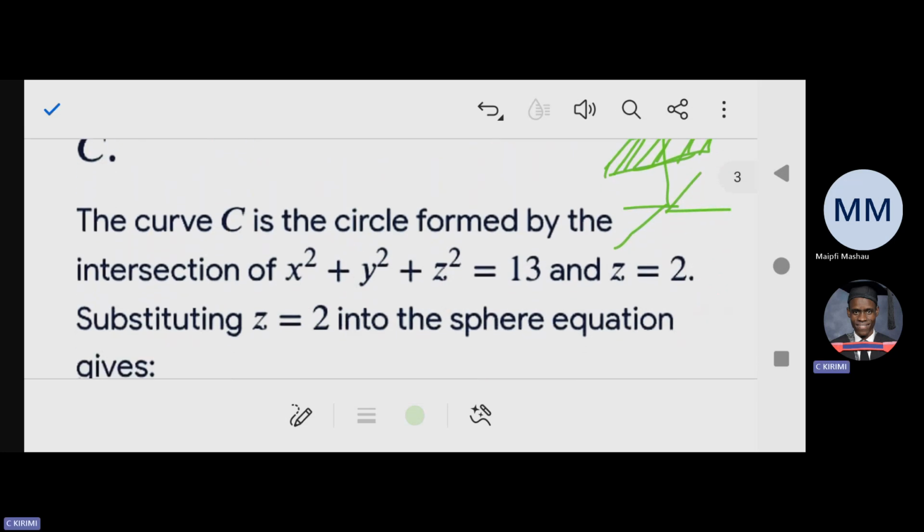So substituting Z equals 2 into the equation of the sphere, because the difference between the equation of a circle and the equation of a sphere is just the added Z squared. For a circle, it only has X squared plus Y squared equals R squared. But for a sphere, now it's X squared plus Y squared plus Z squared equals R squared, which is the radius. Okay.